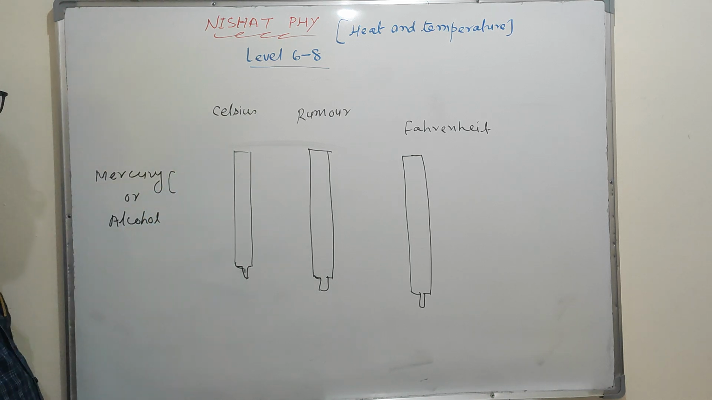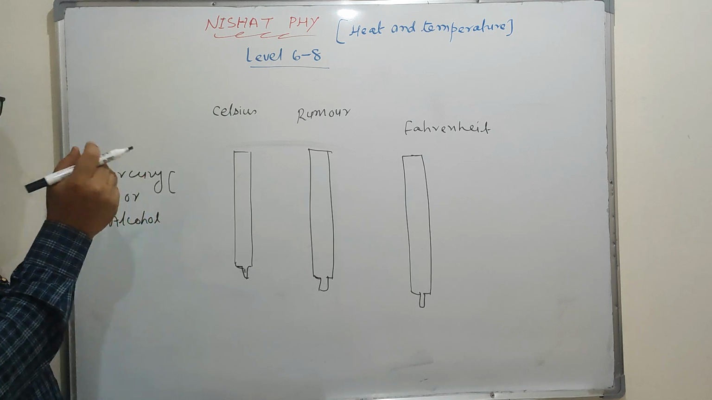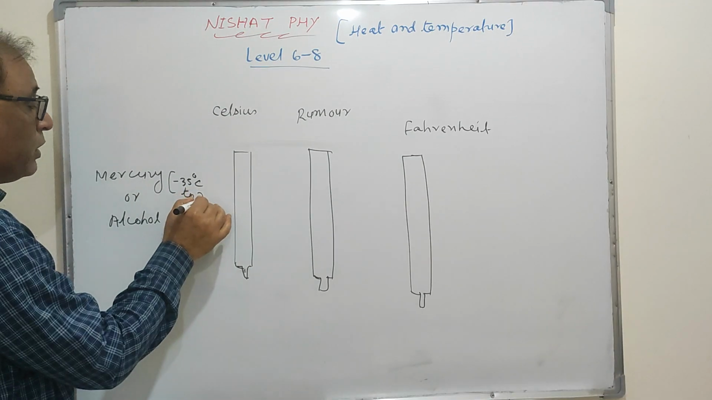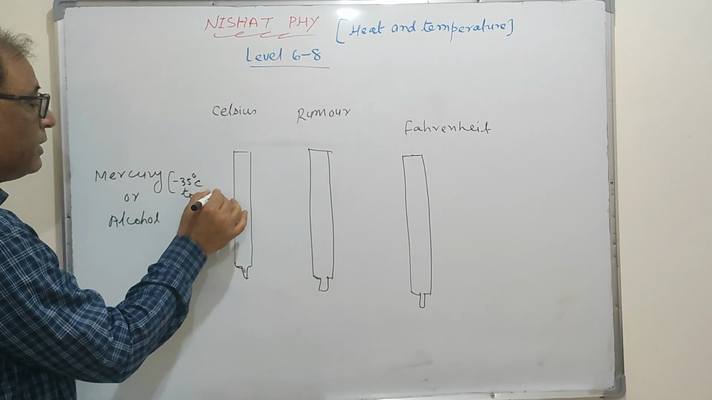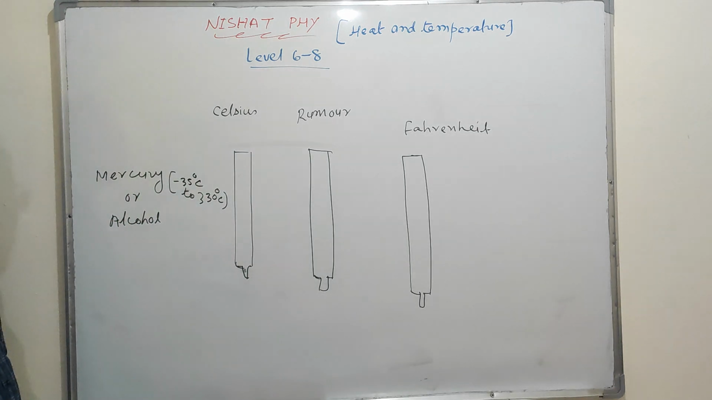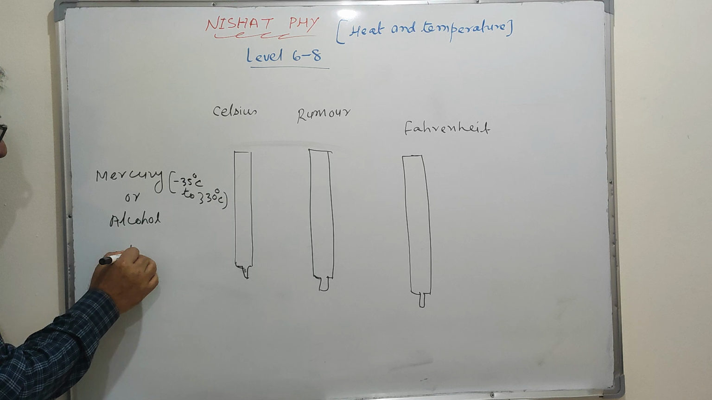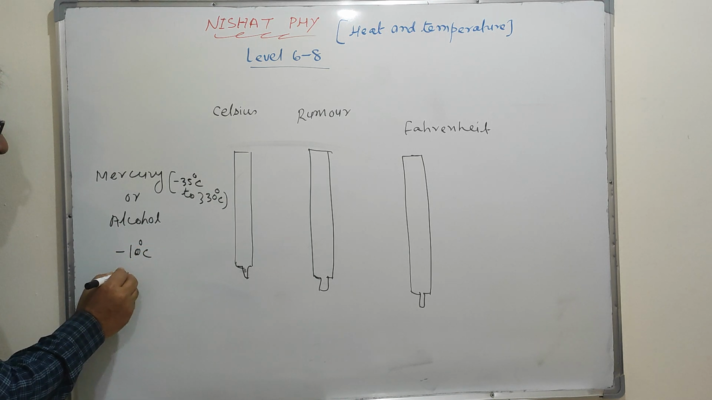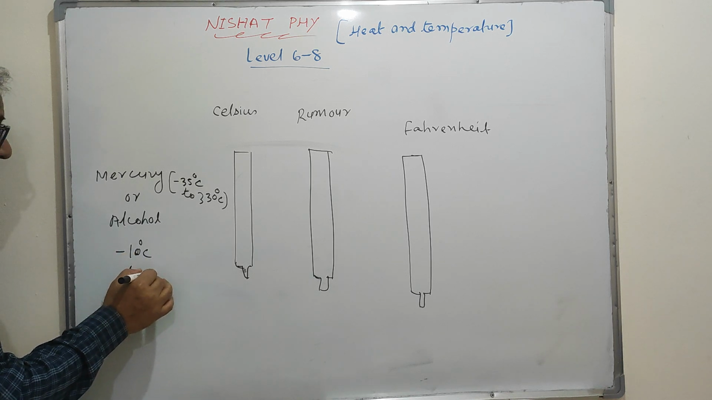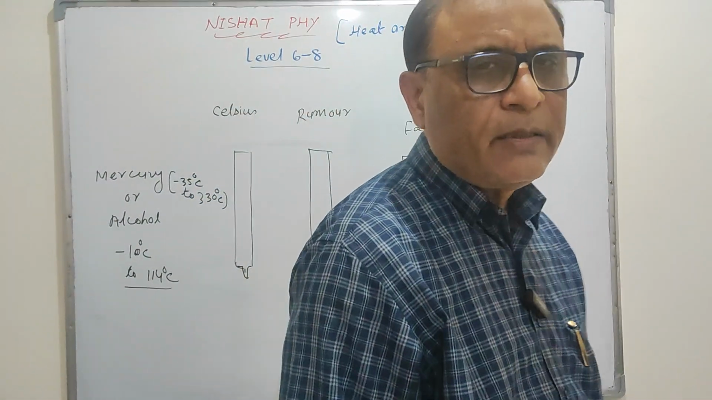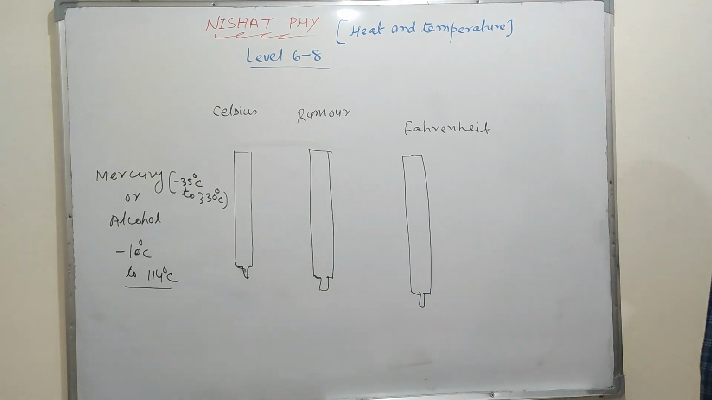If you use mercury, it is capable of measuring from minus 35 degrees C to 330 degrees C. The lower range is minus 35 degrees C and the maximum range is 330 degrees C. But for alcohol, the lower range is 10 degrees C and the maximum range is 114 degrees C. Their properties I have already discussed in the previous video.